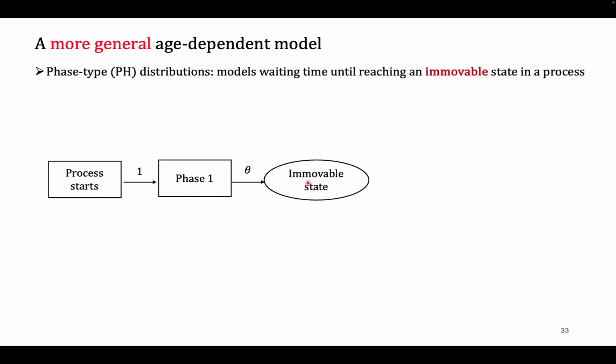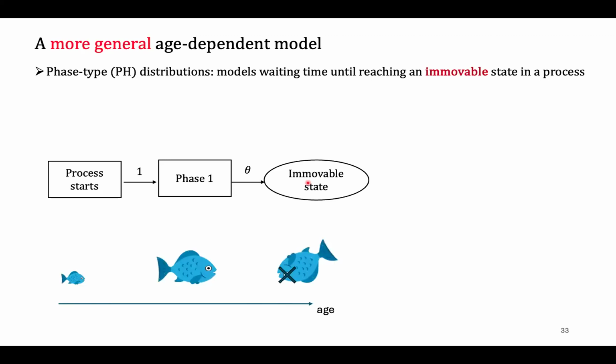What I mean by immovable state is that once the process is in the immovable state, it cannot escape from that state. As an illustration, consider the life and death cycle of a fish. Say a fish starts as a small fry, then it grows mature as it ages, all the way up until it dies. So the death state of the fish corresponds to this immovable state of the process. Once you reach the state, you cannot escape from the process. Next, I'll describe how you can use these phase-type distributions to account for species age in your lineage diversification model.